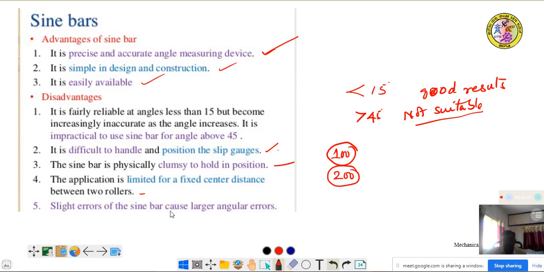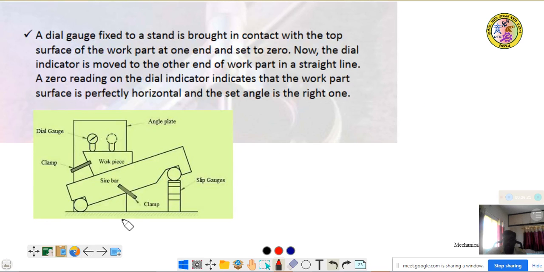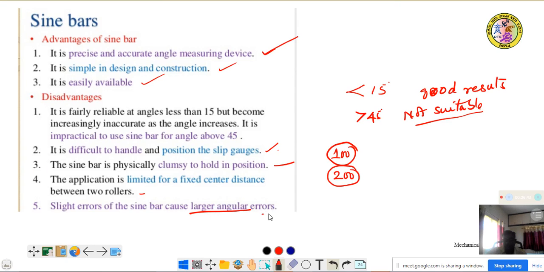Slight errors of the sine bar cause large angular errors. So a very important thing: a slight error in the sine bar. If the sine bar itself has error, then the result will show large angular errors. So these are the advantages and disadvantages of sine bars.